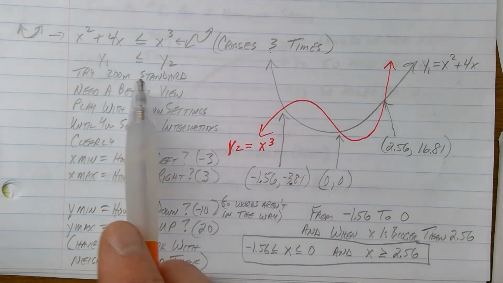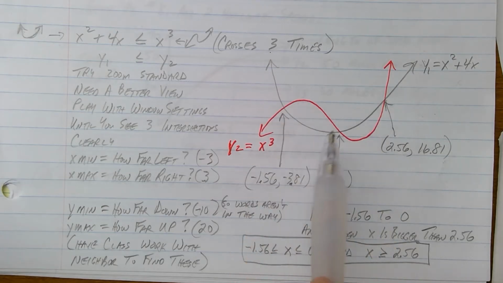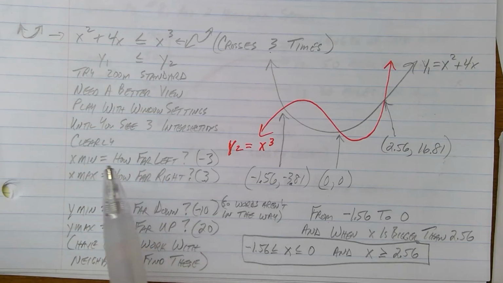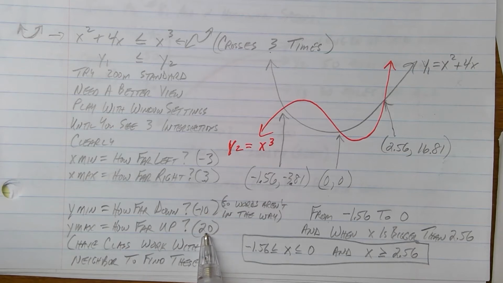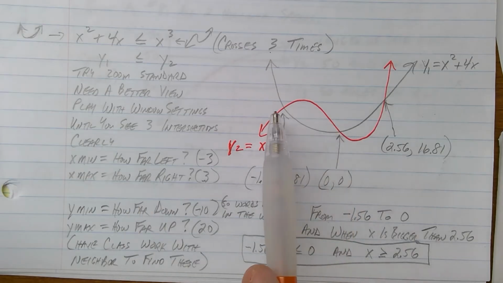All right. If you hit Zoom Standard, it's going to go 10 up, 10 down, 10 left, and 10 right, and that might show you a couple of intersections, but you're going to have to change your window settings so you can see all three intersections. I played with them and I said, well, if I go into window and set my x's from a low of -3 to a high of +3, and if I set my y's from a low of -10 to a high of +20, well, then I had a pretty good window. I had a pretty good picture of this graph that showed all three intersections.